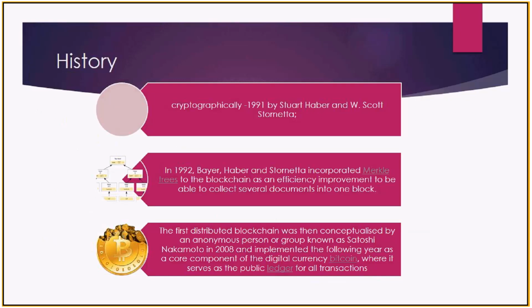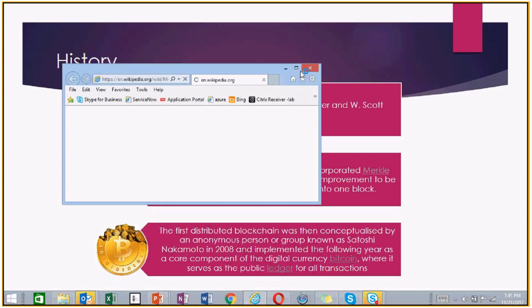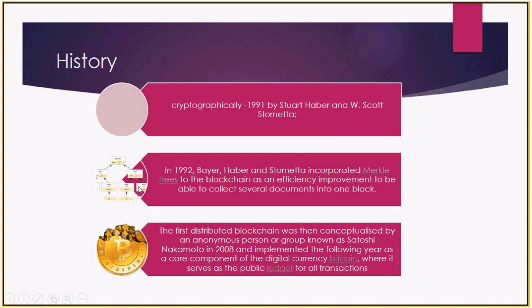In 1992, Bayer and Haber incorporated the Merkle tree protocol. This is a very interesting kind of a tree. I have added the picture of this, but the picture is not very clear. Basically there is a head, like a general, and there are lieutenants, and under lieutenants there would be captains and soldiers, and they would keep on going, and this is how the encryption would happen.